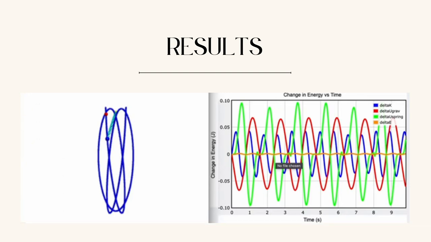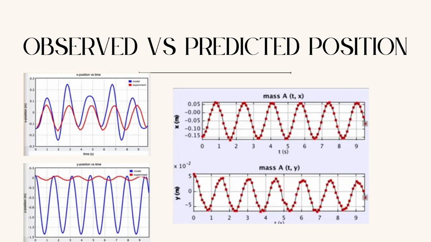Here are the results. Look at the legend to see the delta K, delta E grav, delta U spring, and delta E, and you can see that the change in energy is basically 0. Here are two graphs of the observed versus predicted positions. You can see the model versus the experiment here.